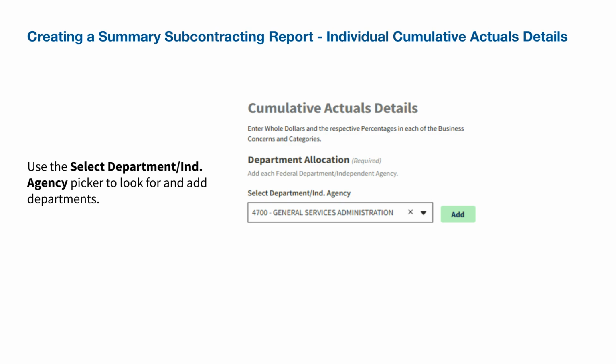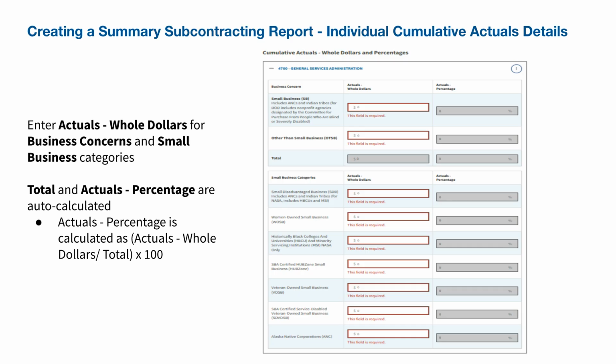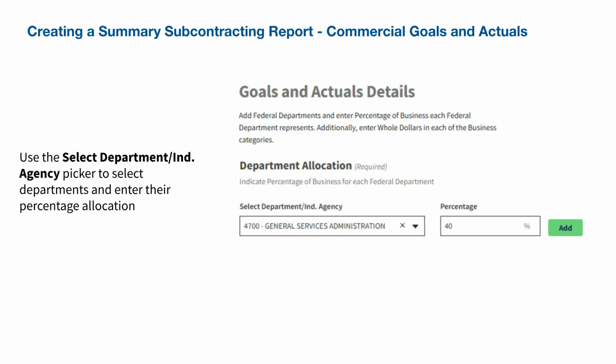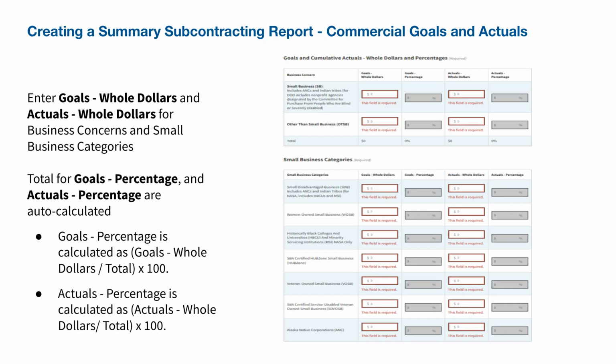For individual cumulative actuals details, use the Select Department/Independent Agency picker to look for and add departments. Enter actuals whole dollars for business concerns and small business categories. Total and actuals percentage are auto-calculated. For commercial goals and actuals, use the Select Department/Independent Agency picker to select departments and enter their percentage allocation. Enter goals whole dollars and actuals whole dollars for business concerns and small business categories. Goals percentage and actuals percentage are auto-calculated.